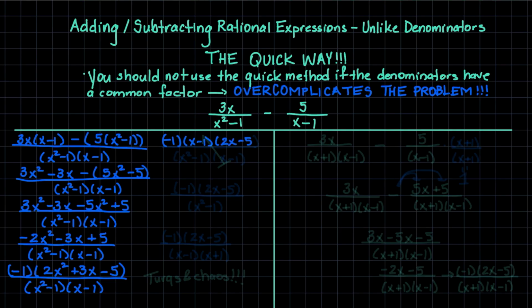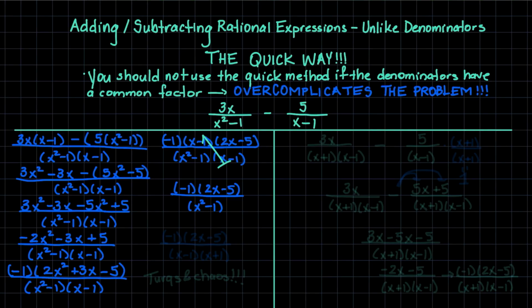So you've had to do the side work and factor the numerator, over x squared minus 1, x minus 1. Okay, now the numerator and denominator have a common factor of x minus 1. We can simplify that to 1. So now we're left with negative 1, 2x minus 5, all over x squared minus 1.